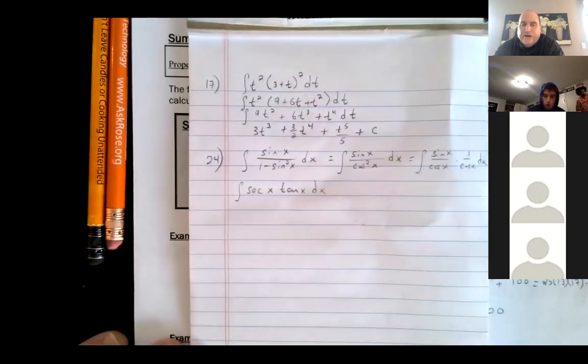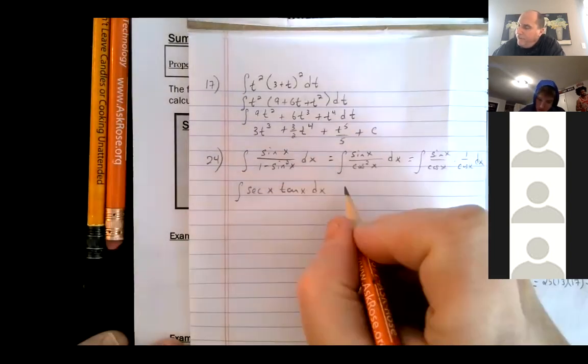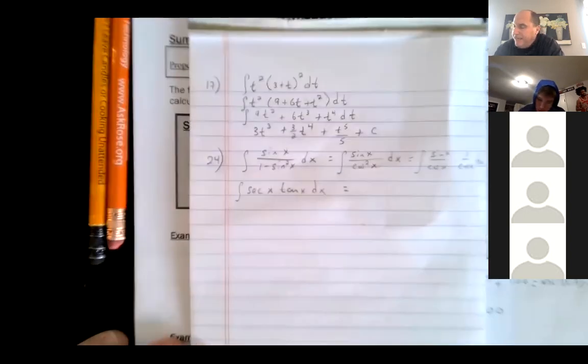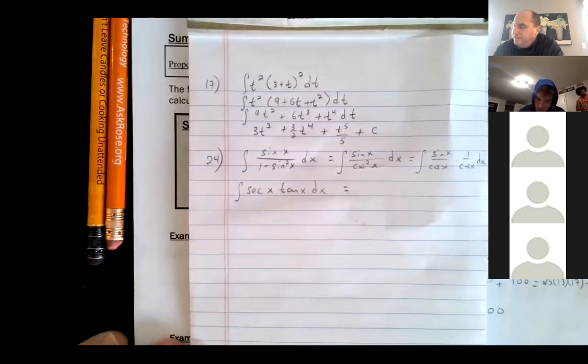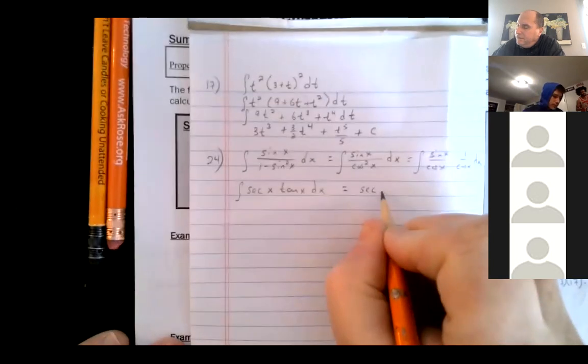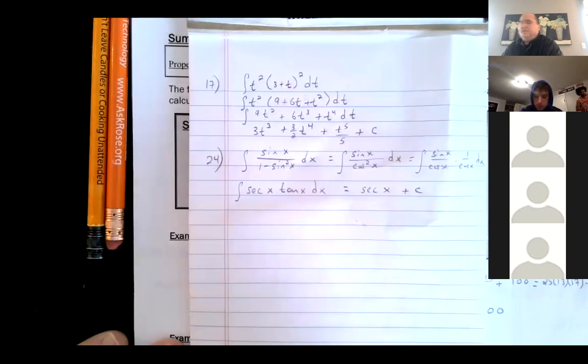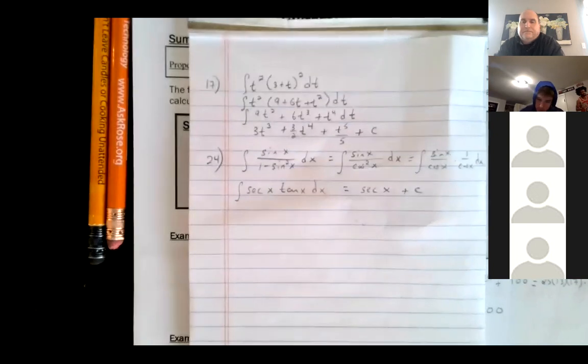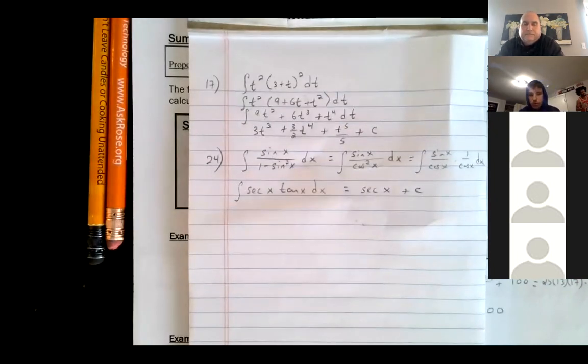And that's one of the ones you know. That's one of the 6 trig antiderivatives that you should have memorized. So what function has derivative secant x tangent x? It's all about the rewrites with these.